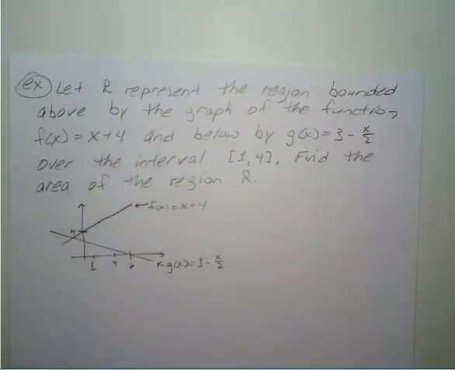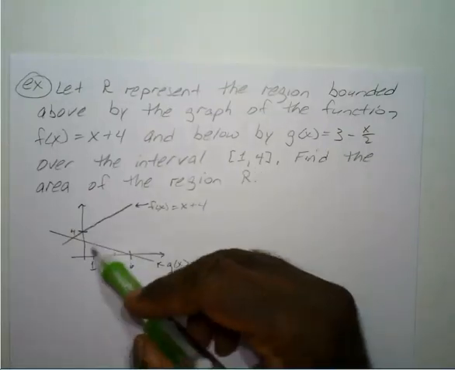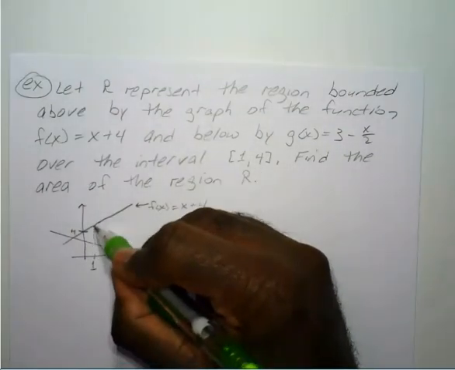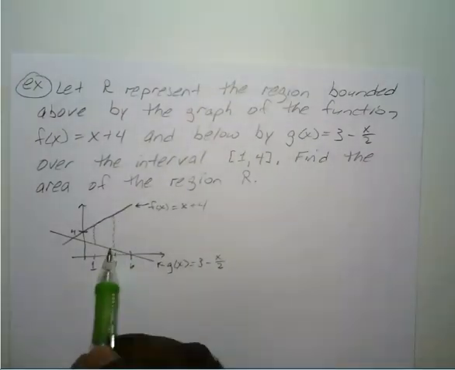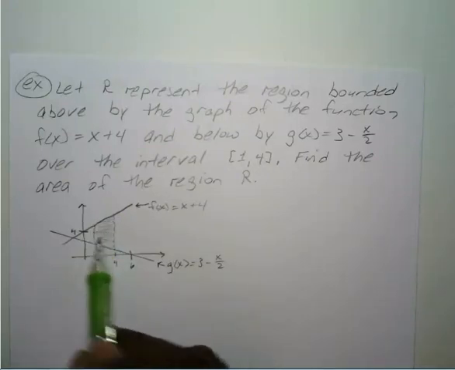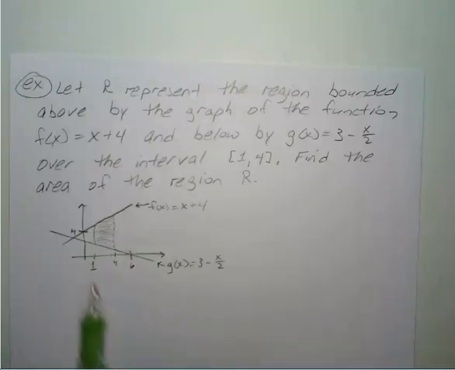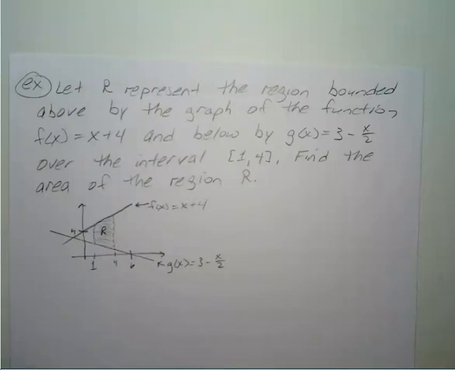Okay, so here we have the graph. We have f of x equals x plus 4 and g of x equals 3 minus x over 2, just a quick sketch. It's between x equals 1 and x equals 4. So really all we're looking for is this area, right in between there. Of course, if you go from 1 to 5 your area will change, but we're just looking at 1 to 4. And that is called our region R. So that's what we're solving for.